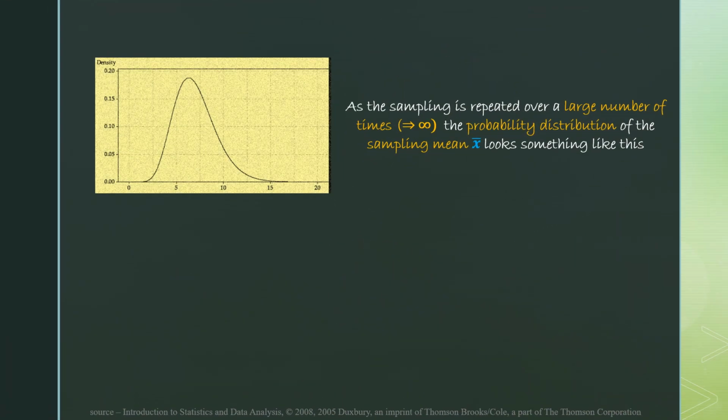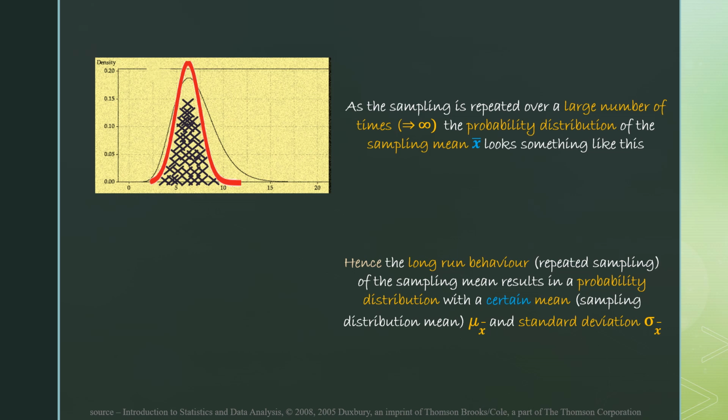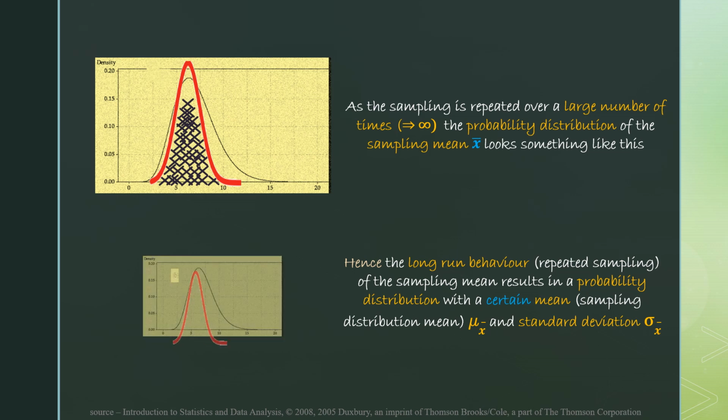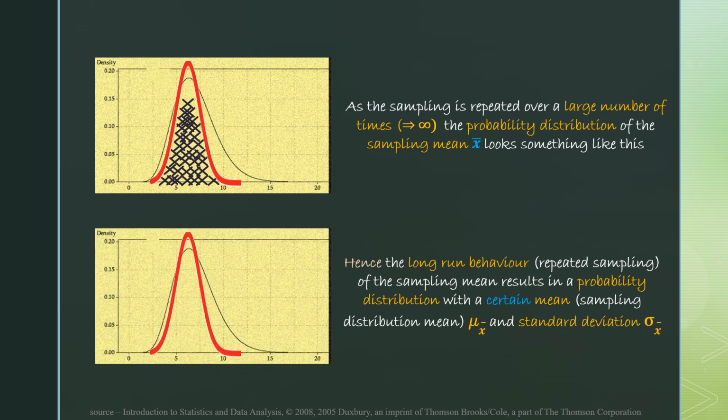As the sampling is repeated a large number of times, that is, times tending to infinity, the probability distribution of the sample mean x bar looks something like this. Hence, the long run behavior, that is, repeated sampling, of the sample mean results in a probability distribution with a certain mean, that is, sampling distribution mean mu of x bar, and a standard deviation sigma of x bar.